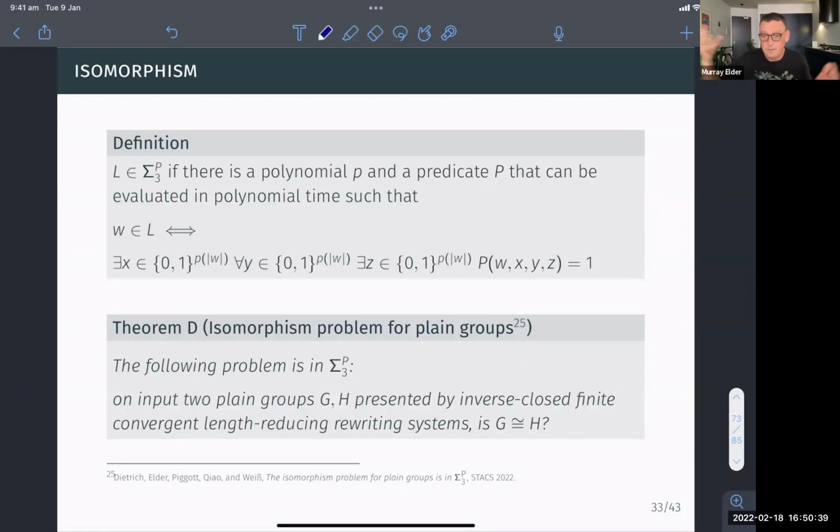And we claim that the input being inverse closed finite convergent, whether or not the conjecture is true that the plane groups are exactly the groups presented by those things, is immaterial here, because we know every plane group does have a presentation by one of those. So our algorithm takes this presentation to rewriting systems with the promise that they really do present plane groups. And obviously we can verify anyway whether or not they're plane using Theorem C.